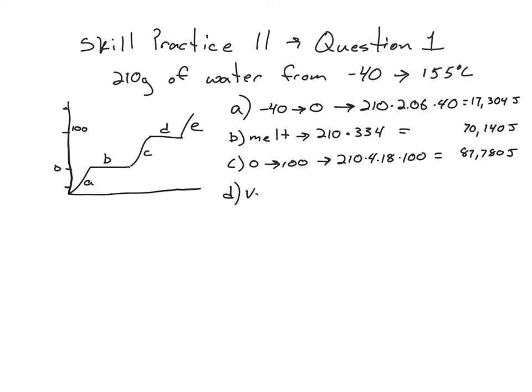Part D, that's the flat line, the plateau. That's where we're going to vaporize. So that'll be the mass times the heat of vaporization. Heat of vaporization for water is 2,260 joules per gram. So that's 474,600 joules. Holy cow.